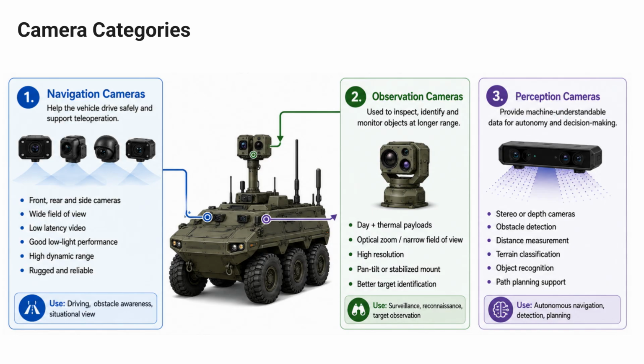These usually offer higher resolution, optical zoom, thermal imaging, and stabilized movement. And lastly, we have perception cameras that support autonomy. They help the vehicle detect obstacles, measure distance, classify terrain, recognize objects, and plan a safe path. The key idea is simple. Navigation, observation, and perception cameras perform different roles, but they work together to create a complete visual system for an unmanned ground vehicle.